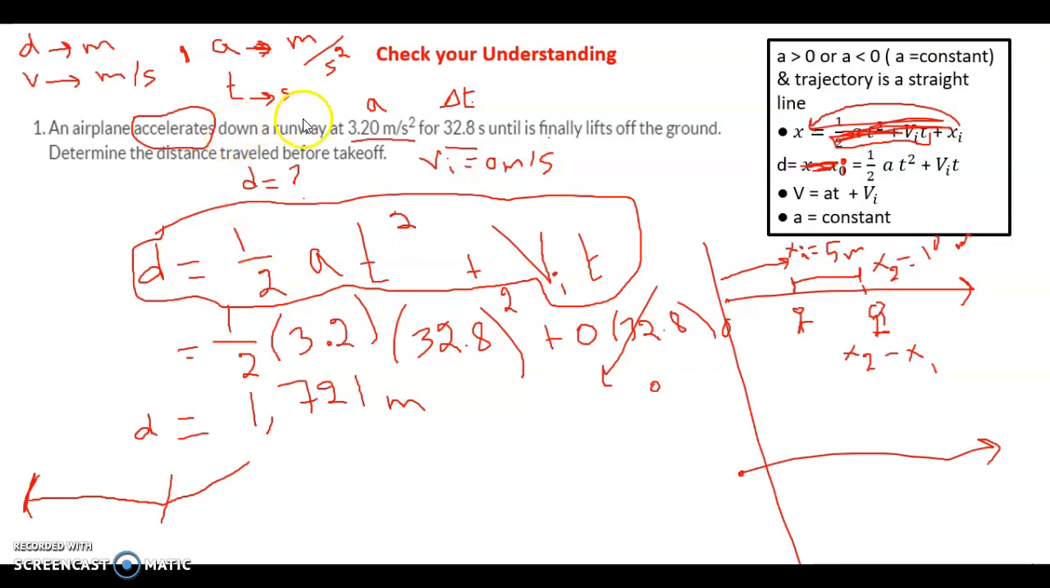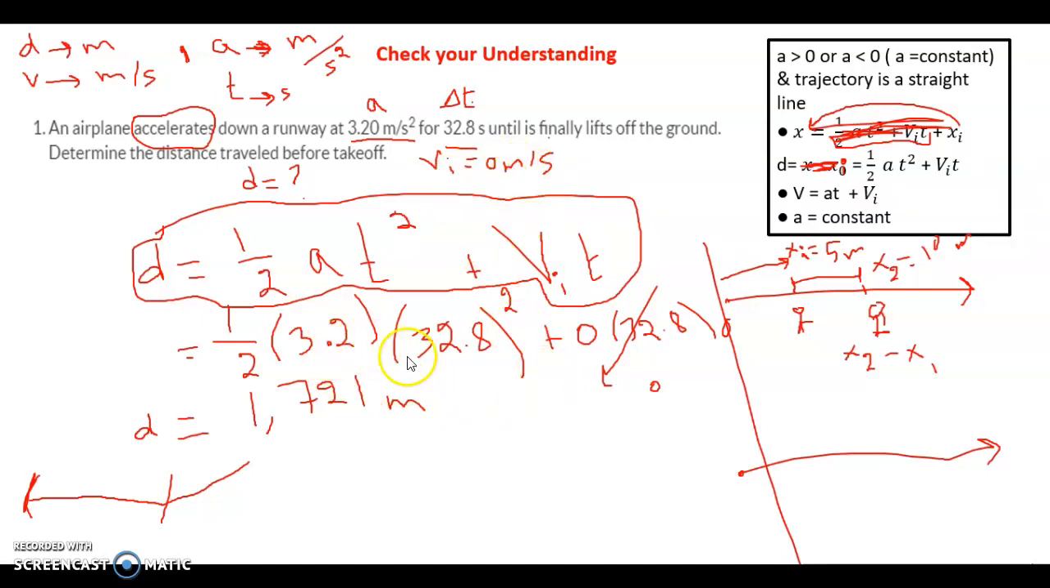An airplane accelerates down a runway at 3.20 meters per second squared for 32.8 seconds until it finally lifts off the ground. Determine the distance traveled before takeoff. Applying the formula D equals half AT squared plus VIT, given A we substitute, given delta T we substitute, VI is 0, also given here, 0 meter per second.